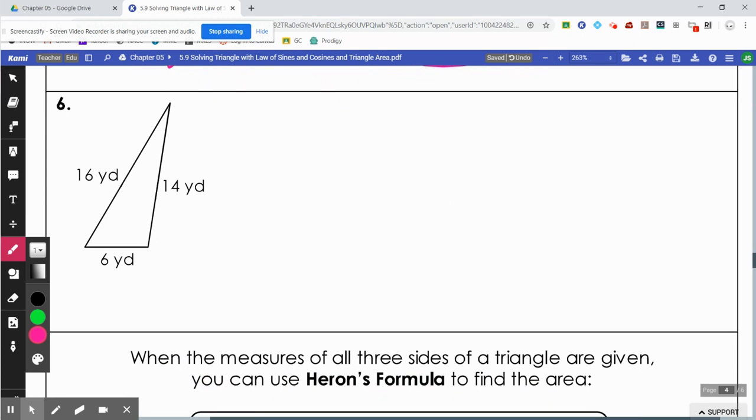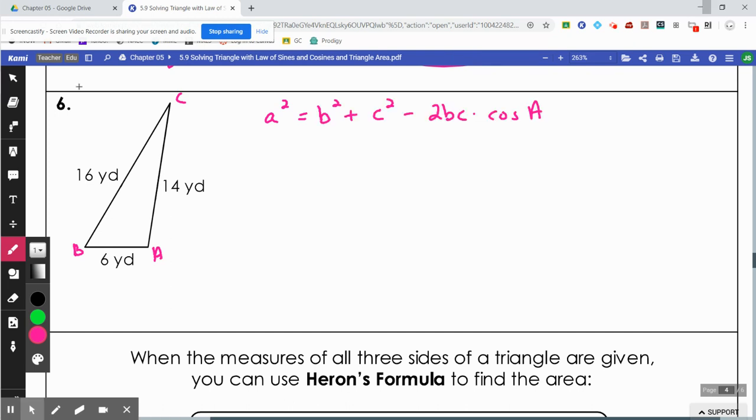Number 6. Now on this one, you obviously already cannot use your law of sines because you don't have any angle measure, so we will have to start out with a law of cosines. We'll call this angle A here. It doesn't matter which ones you label which. So we'll use our value a squared equals and go ahead and finish our formula.